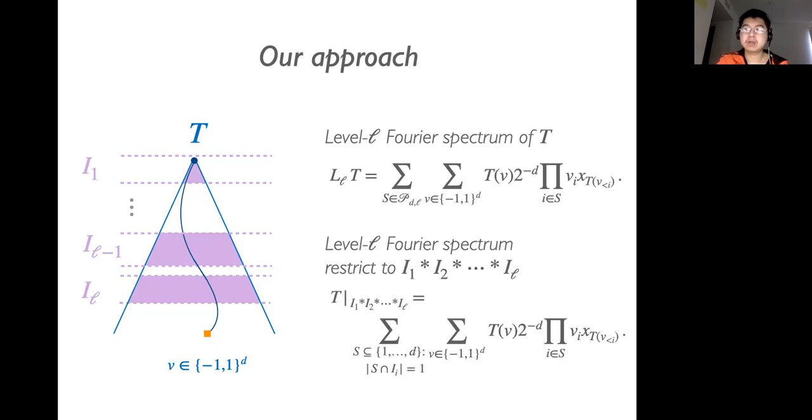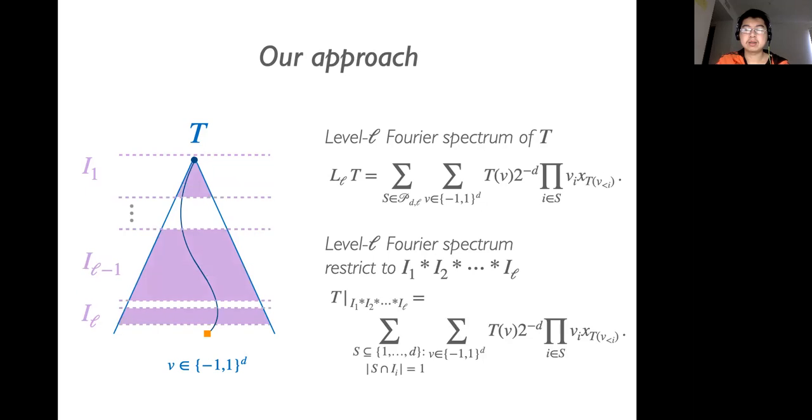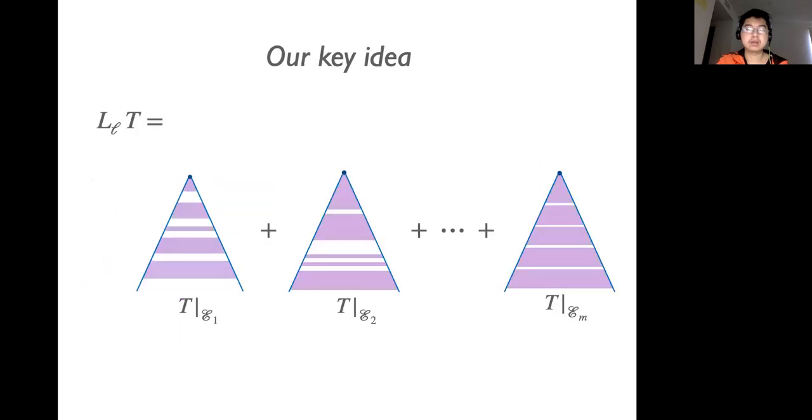And we further restrict the trees with respect to the elementary families. In particular, we study the contribution to the Fourier weight from the characters formed by taking one variable from each interval for all paths. Of course, there are many different ways to choose these intervals, and our idea is the following. We are going to find a set of elementary families such that the sum of trees restricted to these elementary families recovers the level L Fourier spectrum of T. Then we bound the level L Fourier weight of tree T by analyzing the contribution to the Fourier weight from each restriction.